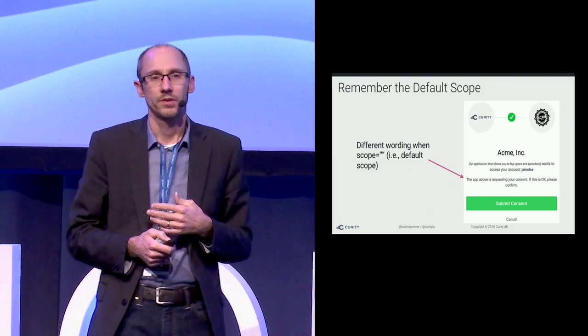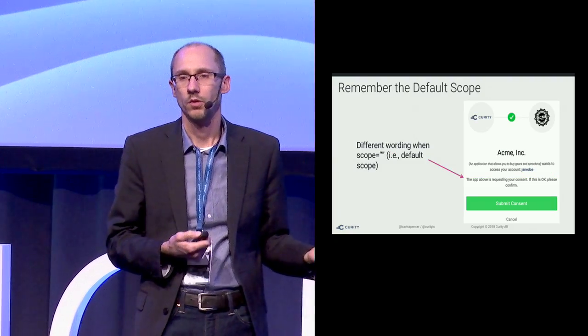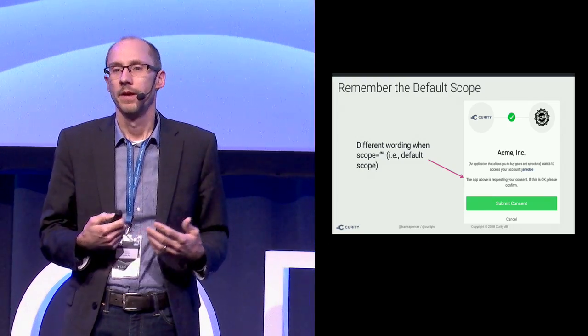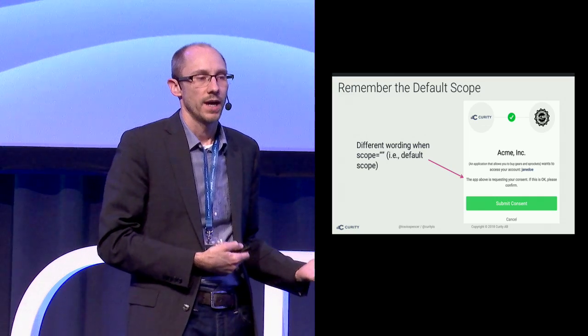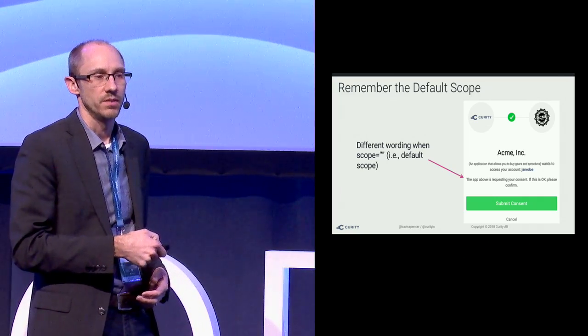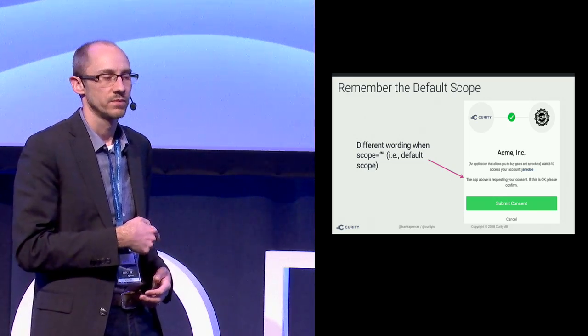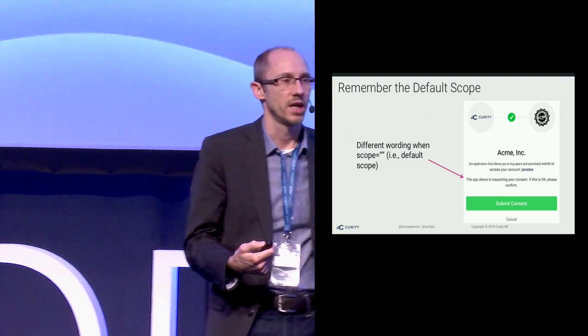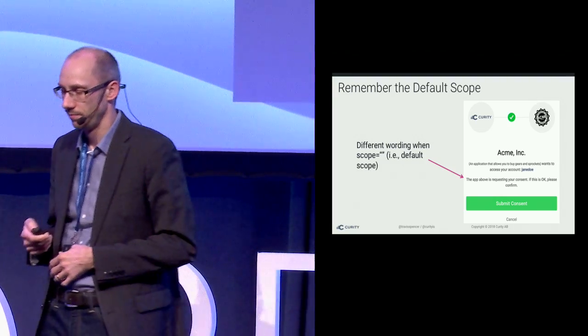It's also important to remember the default scope. So in OAuth and OpenID Connect, we have this idea of a default scope, and if the application is asking for access to that, we need to present that in a sensible way because there won't be any claims except for the default one. So here we need to present the user with a way of saying that the application is asking for access.